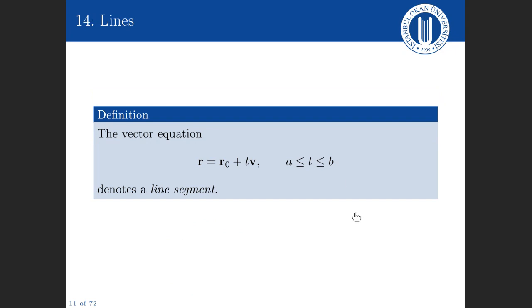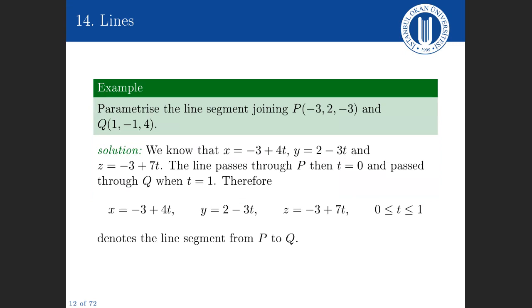Now, previously, we had a line where t could be any number between minus infinity and infinity. Let's suppose instead of an infinite line, we want a finite line. Let's suppose we want some line which stops at each end. It stops when t is equal to a, and it stops when t is equal to b. This is called a line segment. For example, parameterize, that's another way of saying find the parametric equations, the line segment joining minus 3, 2, minus 3 and 1, minus 1, 4.